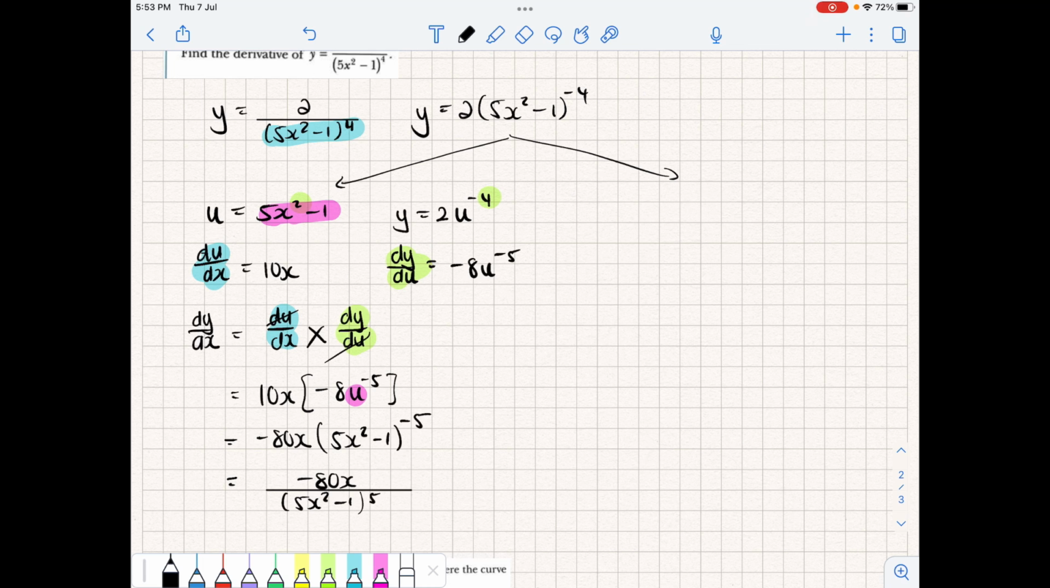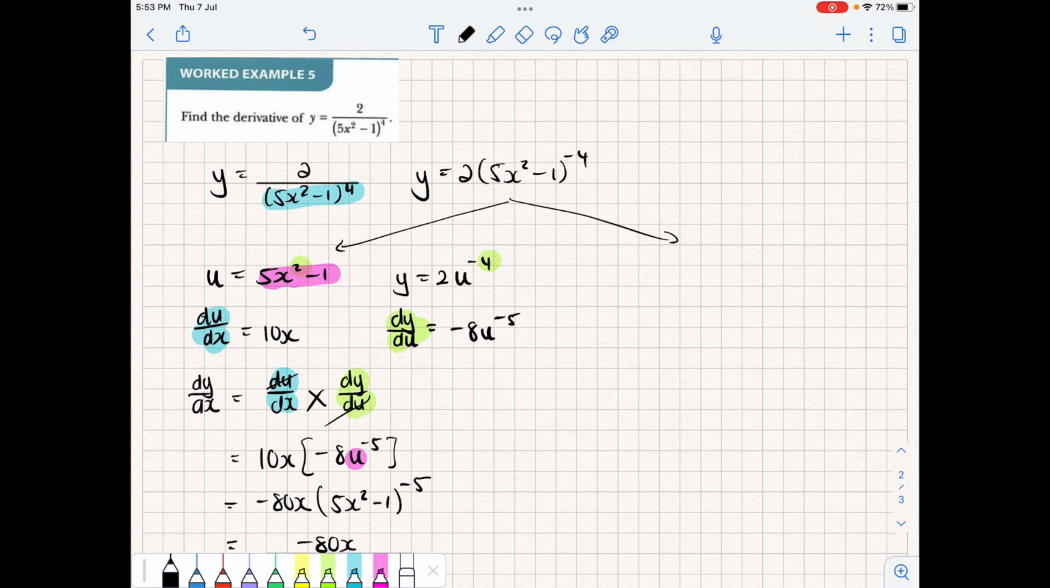Now let's look at the intuitive way of doing this. So we want to remember that this is the inside function. So this part here is the inside function. And this whole thing here, if we ignore the bracket and just pretend it's a variable, is the outside function. So we're going to differentiate the outside first. So the outside function is going to be 2 something to the minus 4. So we're going to multiply by the power. So we're going to get minus 4 times 2 is minus 8. And then we're going to reduce the power by 1.